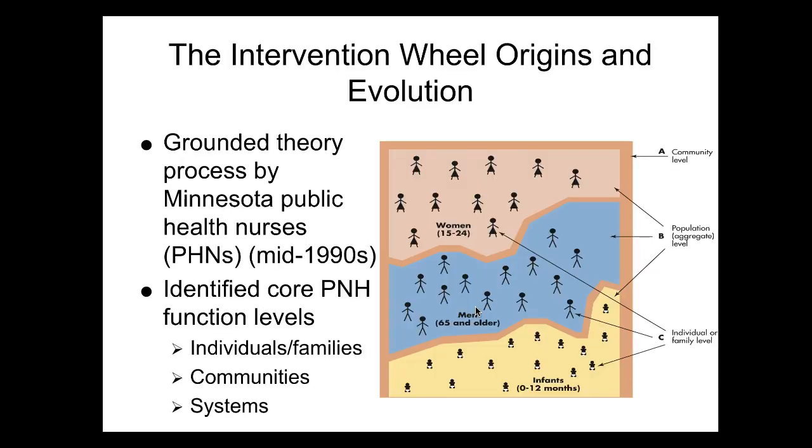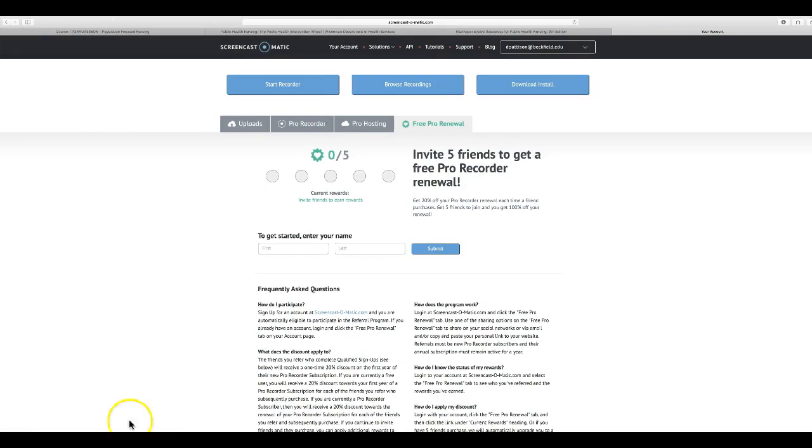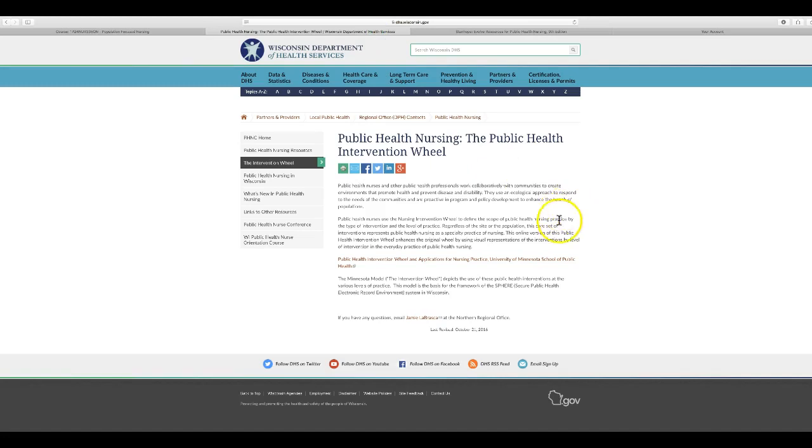So the intervention wheel origins and evolution. So grounded theory process by Minnesota public health nurses. And let me show you kind of where that came from. All right, so public health nurses worked collaboratively with other professionals in the communities within Minnesota to create environments that promote health and prevent disease and disability. They used an ecologic approach, which is a type of study to respond to the needs of the communities and to become proactive in program and policy development.